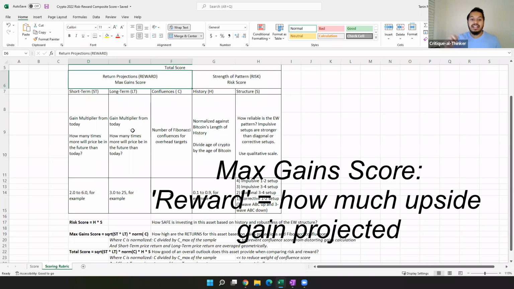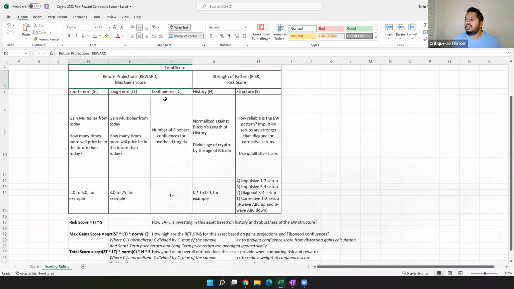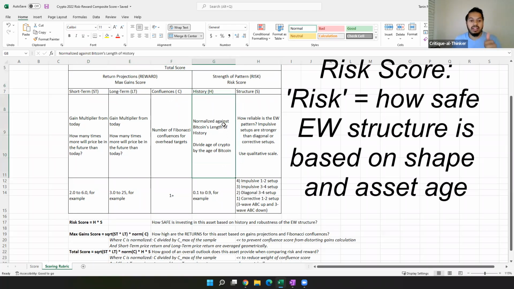If you just have one, it is deducted and the score is normalized. The other side of it is the risk side of the coin. The risk score is based on, number one, the history, which is how long the crypto has been around, and the structure. Obviously, an impulsive 1-2 setup is your best, most bullish setup. A 3-4 setup for a fifth wave up isn't bad. Something like a diagonal is a little less dependable. If you have something corrective, that could still be bullish, but not as good as a full-on impulse. So these are all scored and normalized against each other.